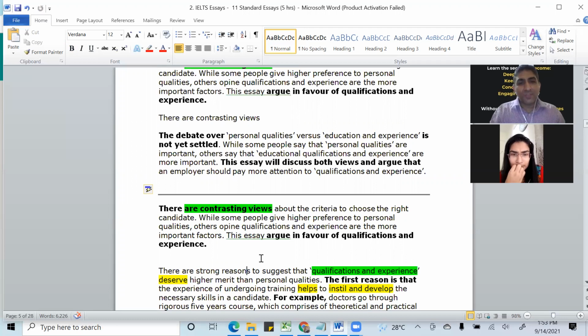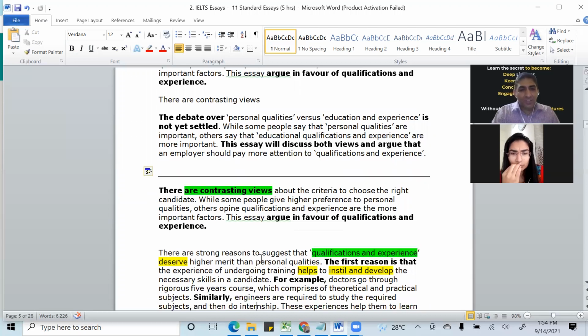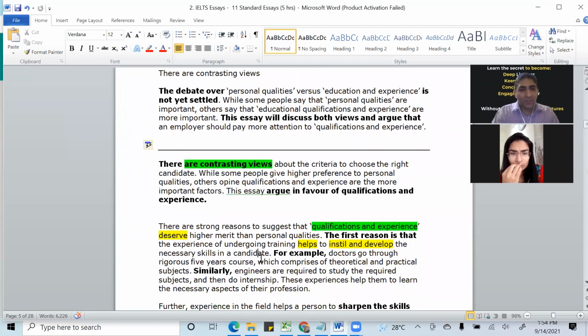Like, you know, I've highlighted them here. For example, whenever you draft your arguments, you can always say the first reason is that. So this is the standard way of telling your argument. The first reason is that experience of undergoing training helps to instill and develop the necessary skills in a candidate. So it helps you to develop skills. And then you are giving an example. I'll give you a structure which you can follow to draft your paragraphs.